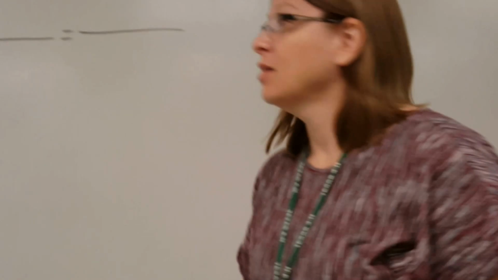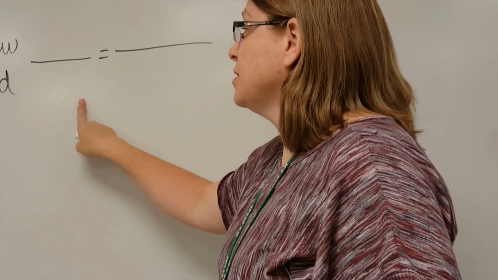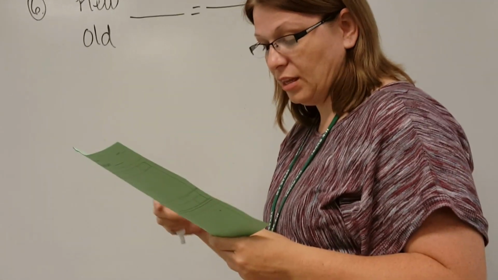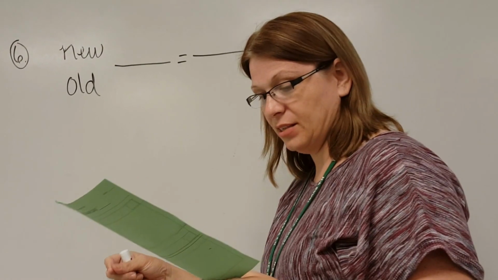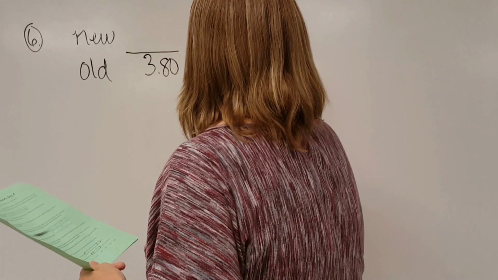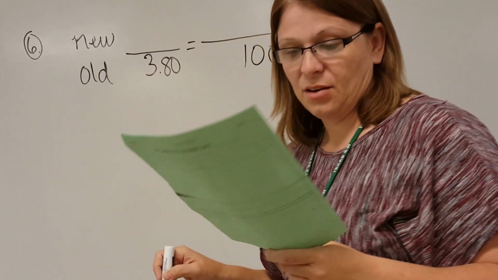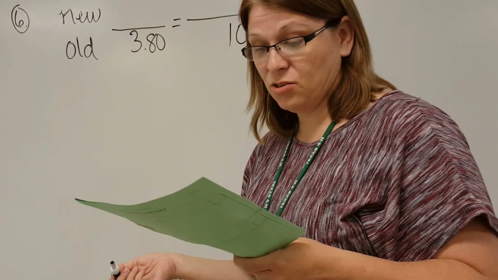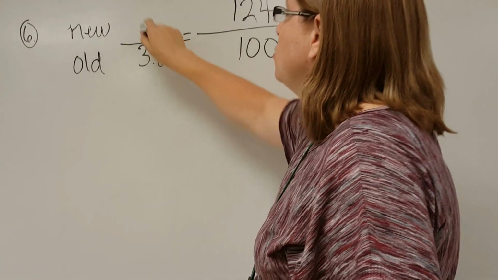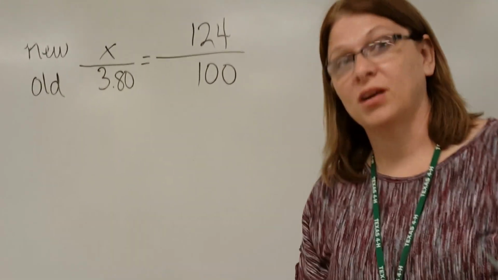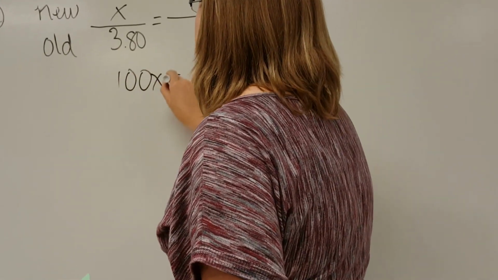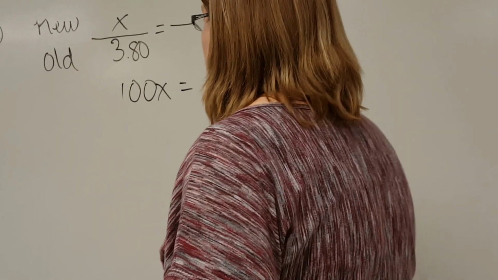Okay, we're going to solve this by using a proportion of the new price to the old price. The old price is what it is now, $3.80. That's 100% of the cost. And we're expecting it to increase by 124%. So we can put 124 up there, and the new cost will be revealed to us if we cross multiply and divide. So 100 times x is equal to 124 times 380.